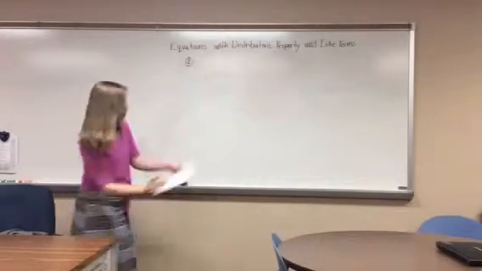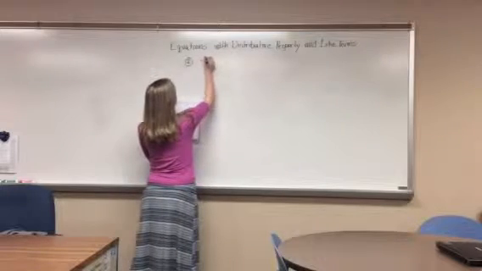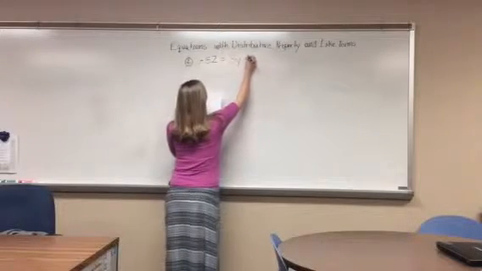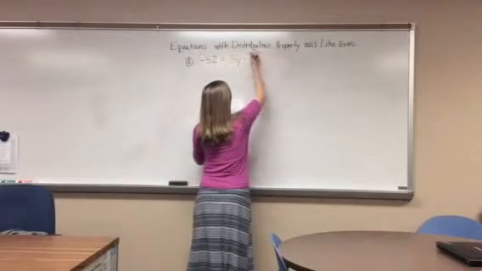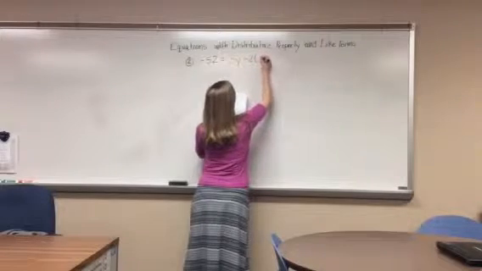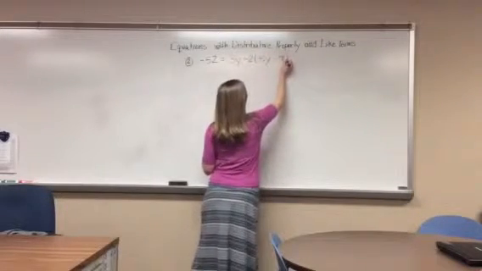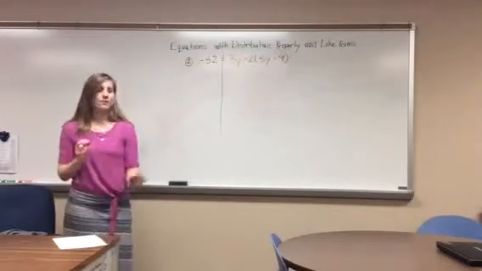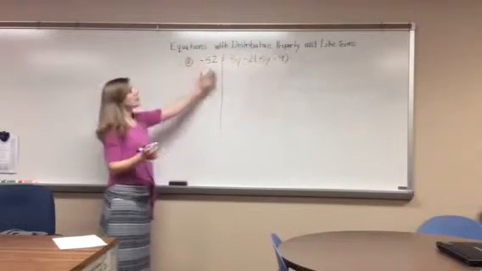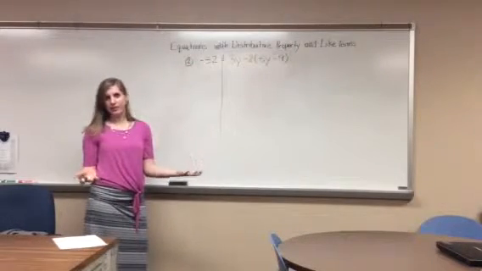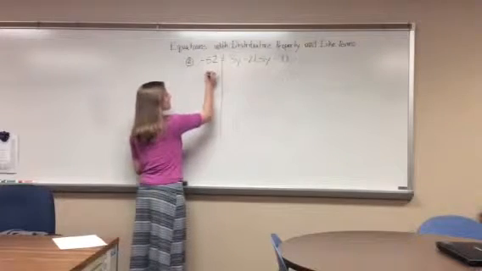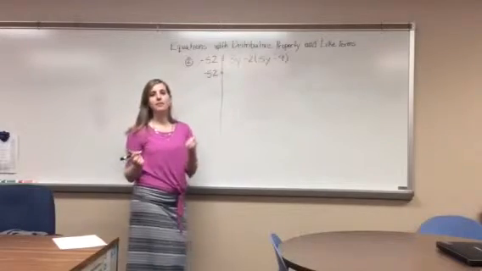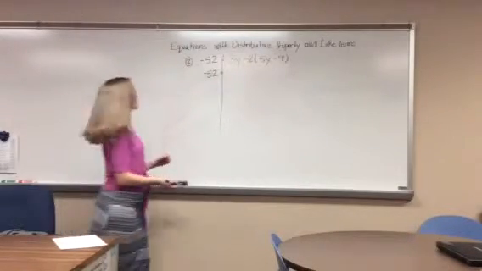For number 2, we have negative 52 equals 3y minus 2 parentheses 5y minus 9 in the parentheses. So I'm going to draw my line through the equal sign. Remember, simplify first and then solve. There is nothing to simplify on the left-hand side. All there is a negative 52, so I'm just going to bring that down. Negative 52 equals. Now looking at the right-hand side, I need to get rid of the parentheses. So we're going to use that distributive property again.